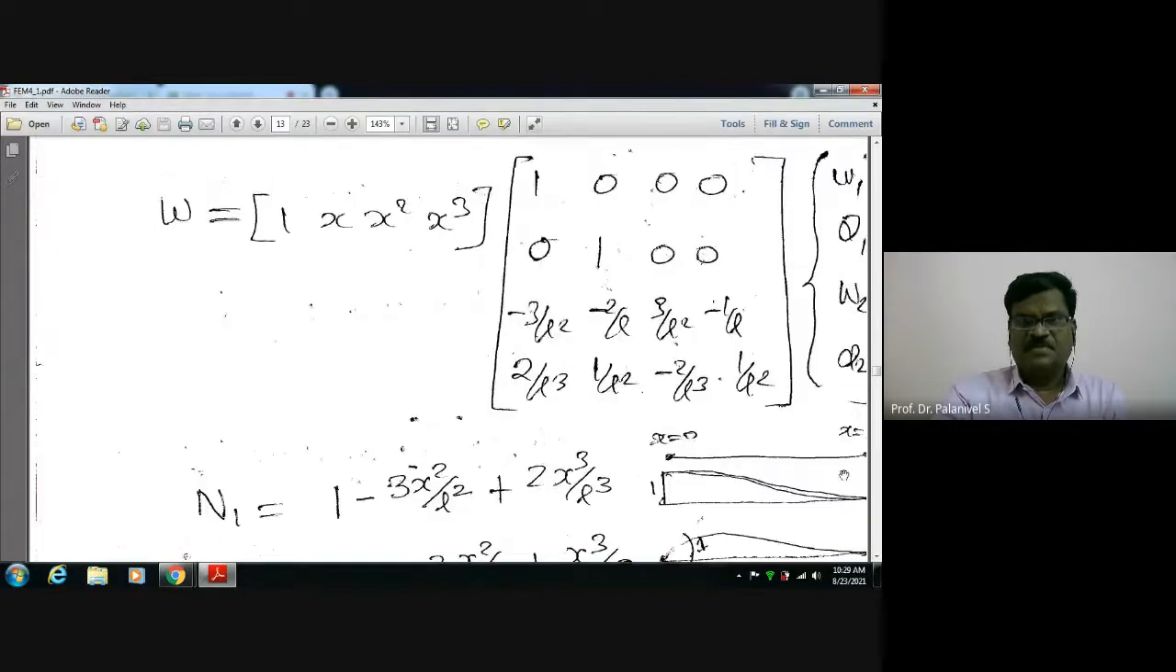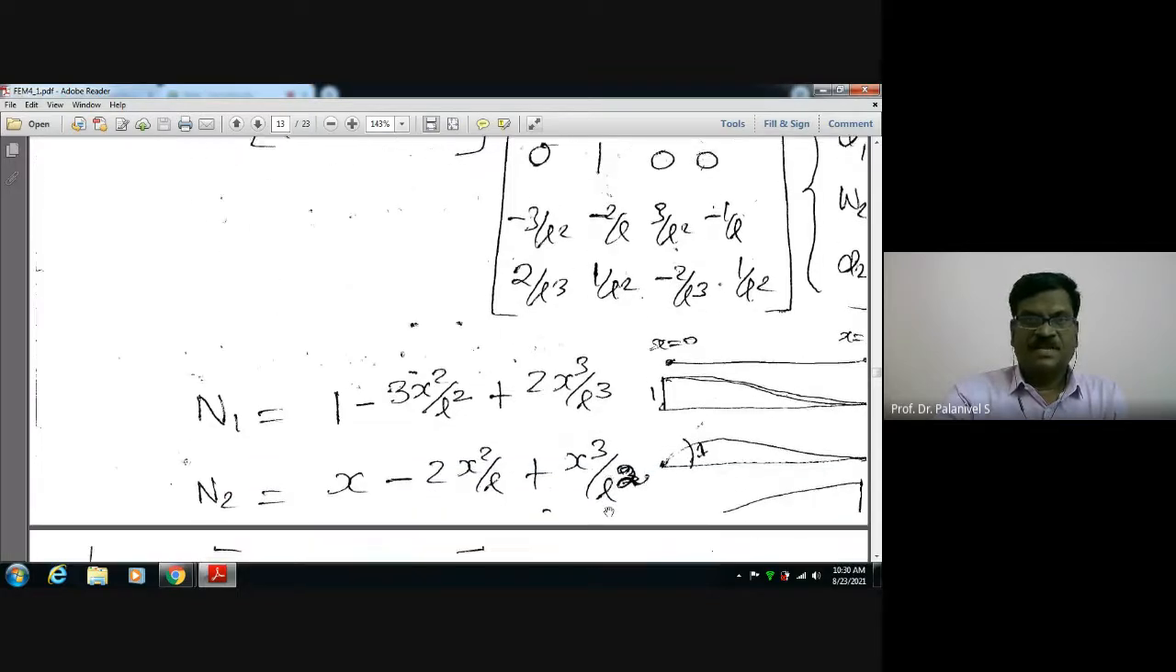Therefore, multiply this into this. N1 equals what? 1 into 1, 1. x into 0, 0. The next is x square into this one, so minus 3x square by L square. And then this into this, so 2x cube by L cube. Like that you are getting.